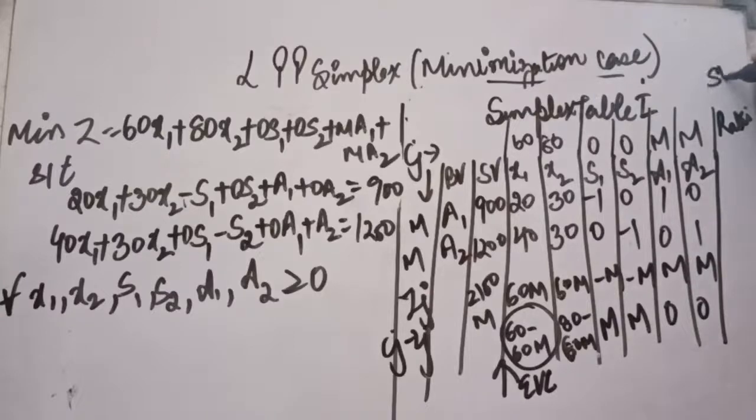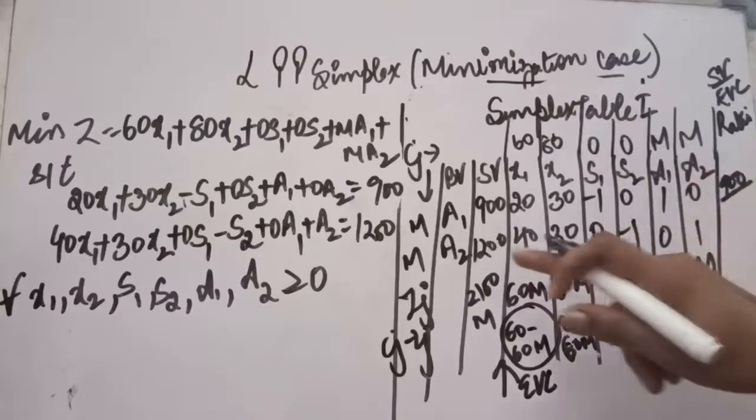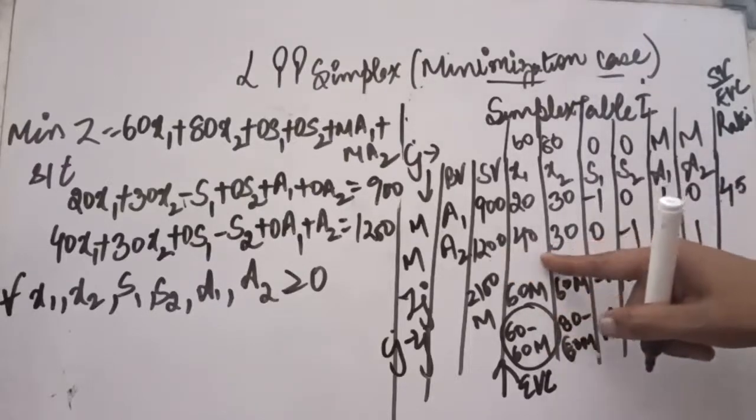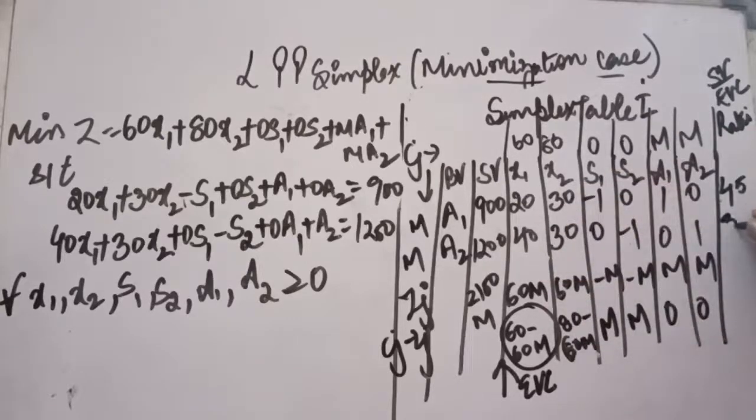For the minimum ratio column, the formula is solution value divided by entering variable column. In the first row, solution value is 900 divided by the corresponding entering variable column value, 20. So 900 by 20 comes out to be 45. For the second, 1200 by 40 comes out to be 30. Here we will always take the minimum value because the name of this column is minimum ratio column. So what is the minimum value? This. So here one arrow will go out. This second row will become our leaving variable row.